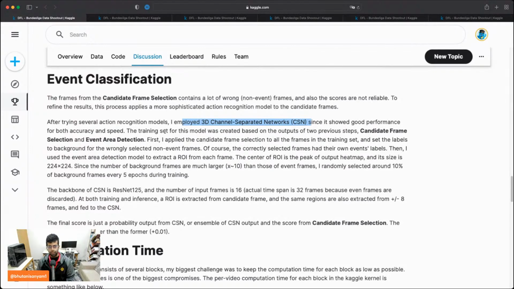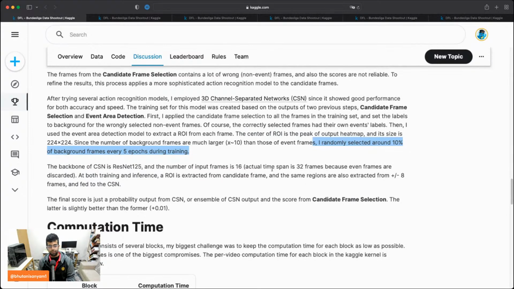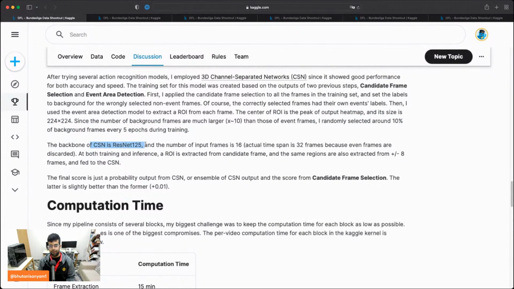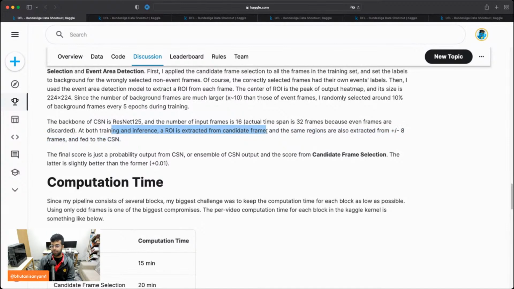He says the training set for this was created based on outputs of candidate frame selection and event area detection. First, he applied the frame selection to all frames and then set labels to background for wrongly selected non-event frames. Then he extracted an ROI for each frame, region of interest. And the center of the ROI is the peak of the output heat map. He randomly selected about 10% of background frames every 5 epochs. The backbone of CSN is a ResNet 152, and the number of input frames is 16. At training and inference, the ROI is extracted from the candidate frame, and this is fed to a CSN.